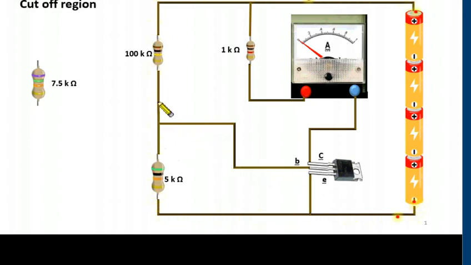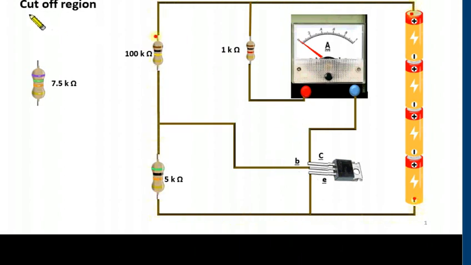Why there is no base current? All the current coming from this 100 kilo ohm is going through this 5 kilo ohm resistor, because the value of this 5 kilo ohm resistor is very low regarding this 100 kilo ohm. So all the current is going through this 5 kilo ohm. And also the other thing, the resistance between this base and emitter is greater than this 5 kilo ohm. Therefore the base and emitter is short circuited by this 5 kilo ohm. Therefore all the current is going through this 5 kilo ohm. No current is passing through this base emitter junction. So therefore the transistor is at off condition.